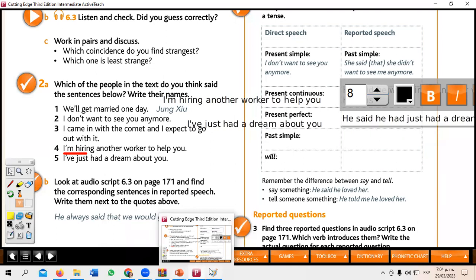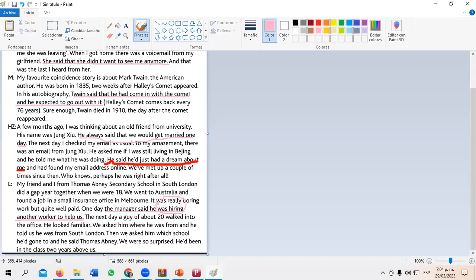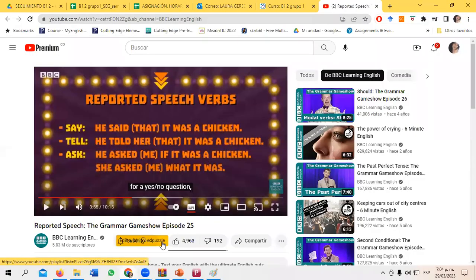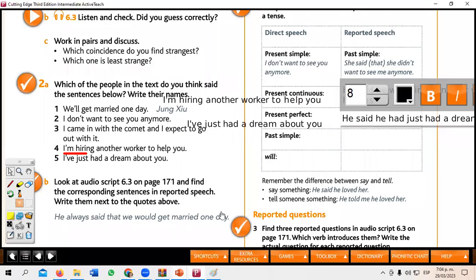And what is the reported version? He said that he had come in with the comment. So what is this tense? Past perfect. This is also past perfect. So for present perfect and past simple, we use, in both cases, the past perfect in the reported version.